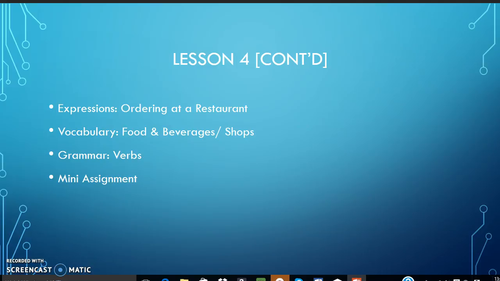Number three is breakfast, asagohan. Number four is lunch, hirugohan. Number five is supper or dinner, bangohan. Number six is where we get into shops or stores, places. Number six is post office. Post office is yubinkyoku.